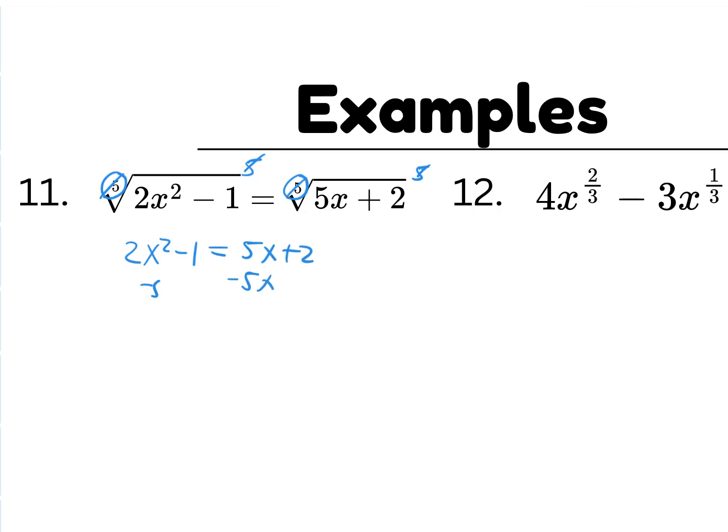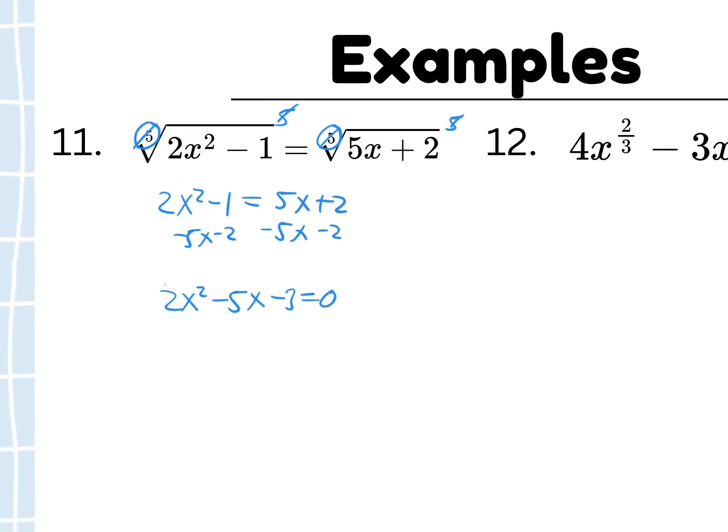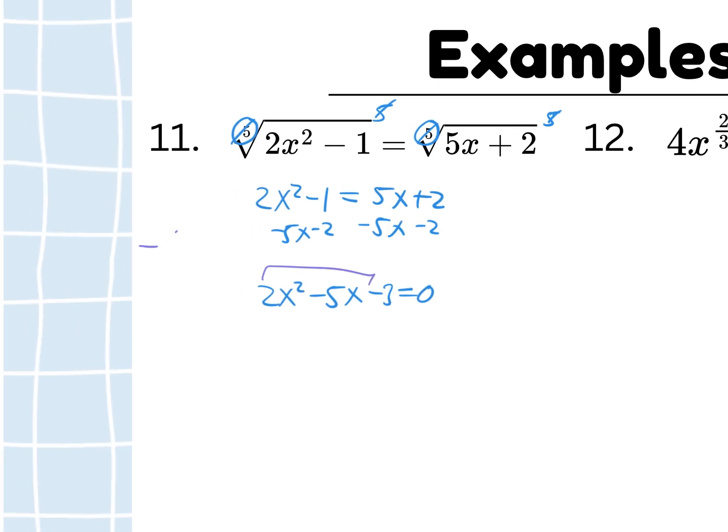And then this becomes a quadratic equation where I can get 0 on one side. So I'm going to subtract 5x, subtract 2. And so I get a 2x squared minus 5x minus 3 equals 0. And then this is factorable, right? 2 times negative 3 is going to get you negative 6. And factors of negative 6 that add to negative 5 are a negative 6 and a positive 1. So we get x minus 6, x plus 1 equals 0.